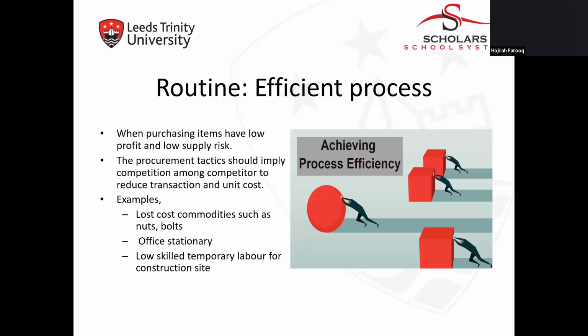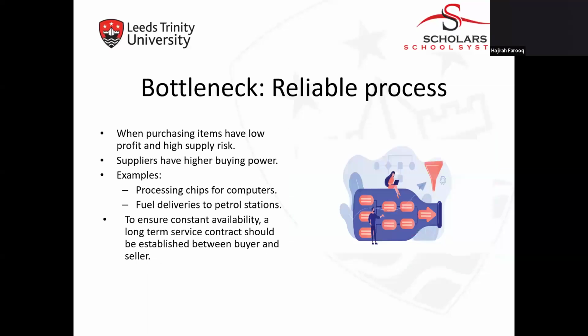And then we discussed the routine, efficient process: when purchasing items have low profit and low supply risk, the procurement tactics should involve competition among competitors to reduce transaction and unit costs. For example, low-cost commodities such as nuts and bolts, office stationery, low-skilled temporary labor for construction sites, etc. Then we discussed the bottleneck, reliable process.